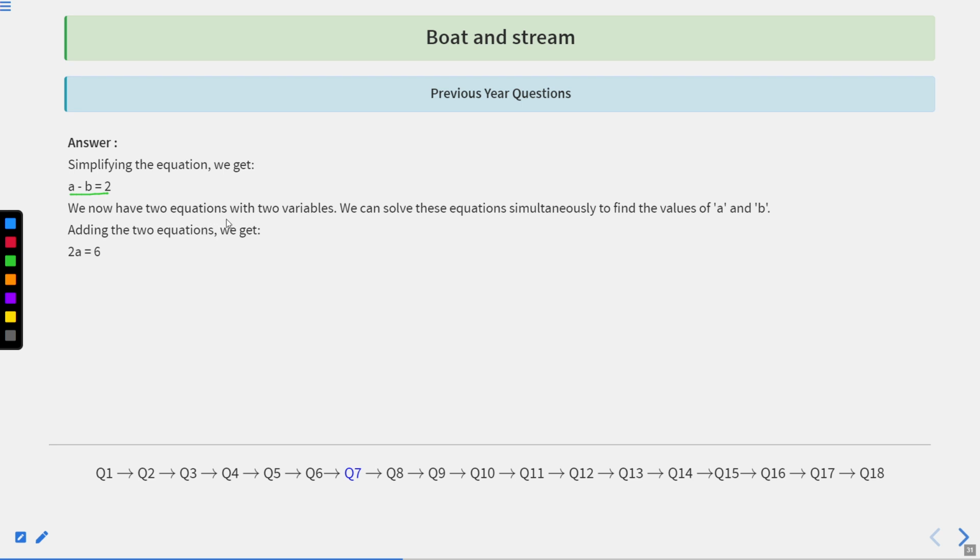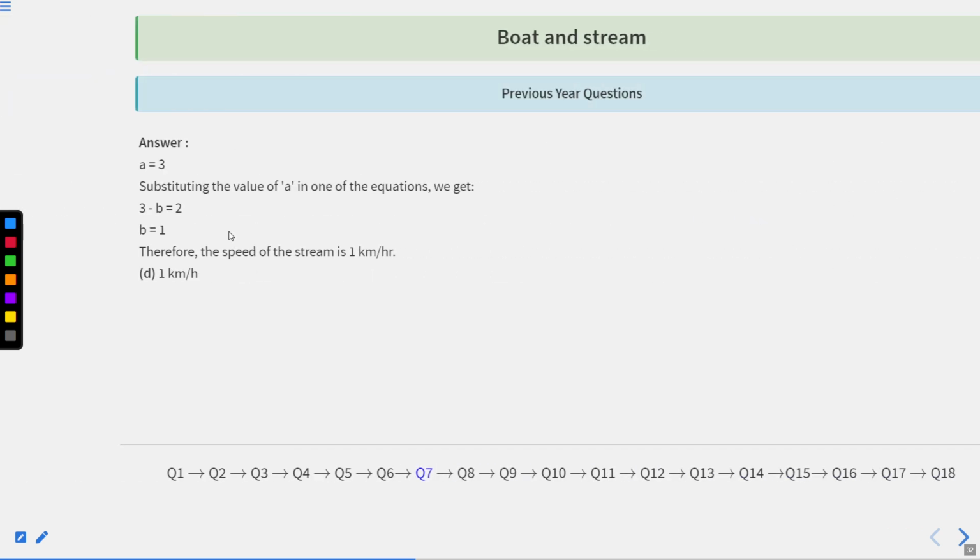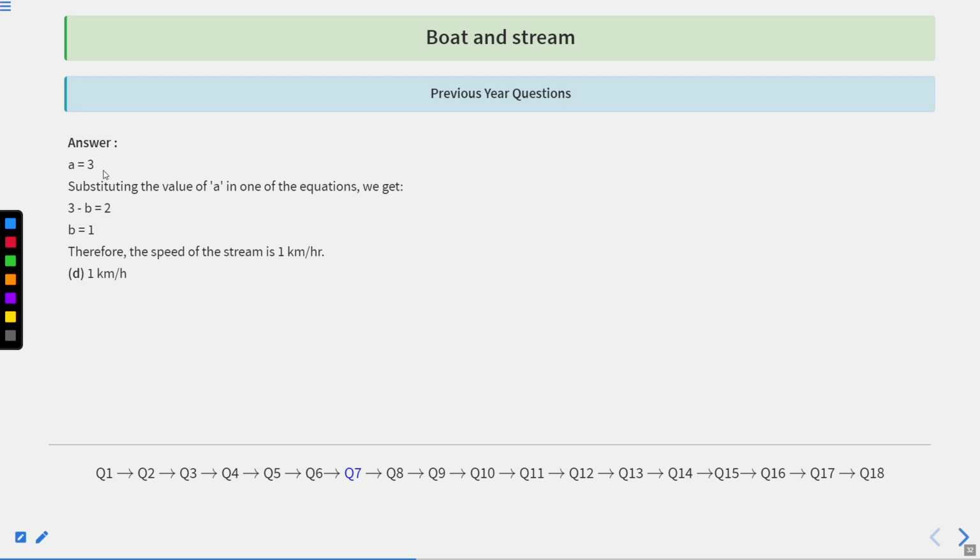We now have two equations with two variables. We can solve these equations simultaneously to find the values of a and b. Adding these two equations, we get 2a equals 6 and a equals 3. Substituting the value of a in one of the equations, we get 3 minus b equals 2, and b will be 1. Therefore, the speed of the stream is 1 km per hour. The correct option here is option number D.